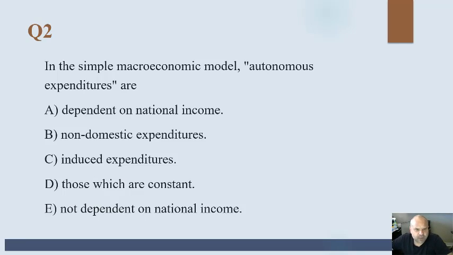Okay? So I'm actually going to go over some multiple choice questions in this lecture video. So the first question I have for you states, in the simple macroeconomic model, autonomous expenditures are. So for these, I think you should hit pause, think about the answer, and then I will show you the answer, okay? So hit pause. Okay, so we're back. So autonomous expenditures, which is the correct answer? Well, if they're autonomous, that means they don't change with national income. So the correct answer here is E.